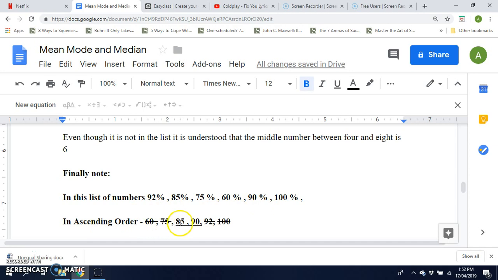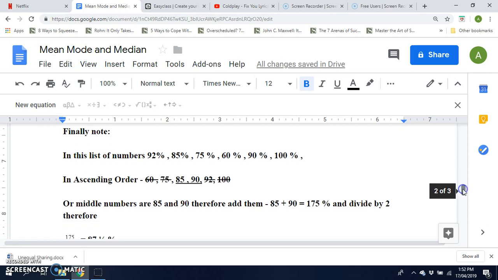60, 75, 85, 90, 92, 100. You notice I cross out. When I'm finished crossing out, I end up with 2 numbers. When I add those 2 numbers, I get 175. And this is where children need to remember things from before. 175 divided by 2 will give you a remainder. But that is not going to be done.